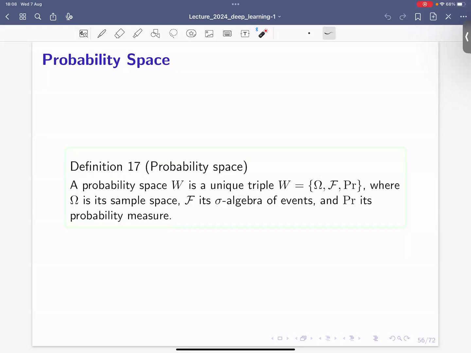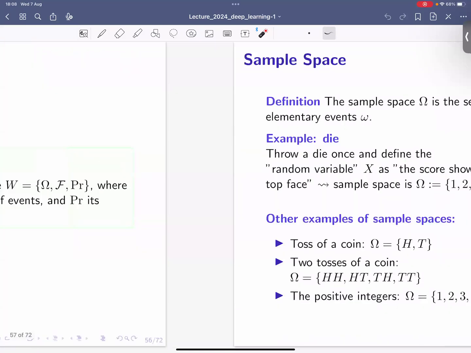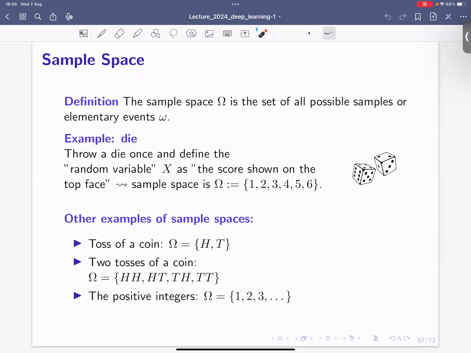So let's discuss them one by one. What is the sample space? The sample space, which is omega, is the set of all possible samples or elementary events. Let's take an example. Consider, for instance, a die, and you throw the die once, and then we define the concept of a random variable, x.